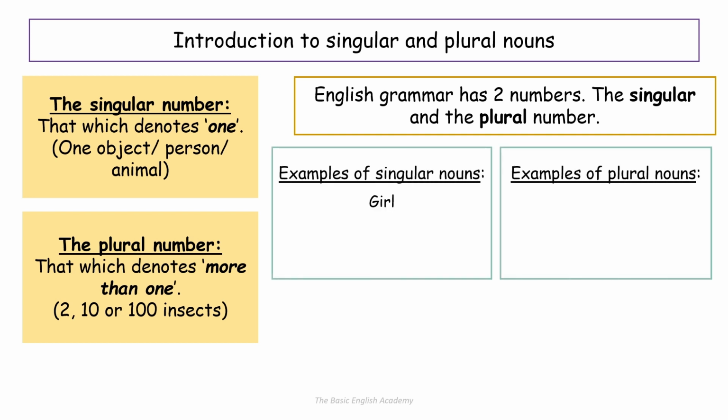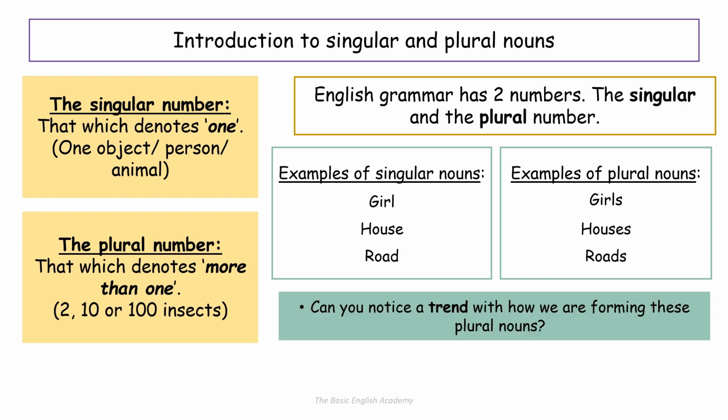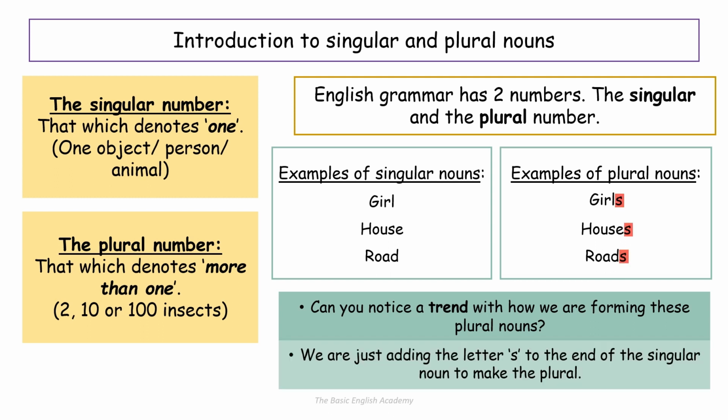Starting with girl. Girls. Singular noun. House. Houses. Road. Roads. Can you notice a trend with how we are forming these plural nouns? Look at the spelling of the plural nouns. We are just adding the letter S to the end of the singular noun to make the plural noun.